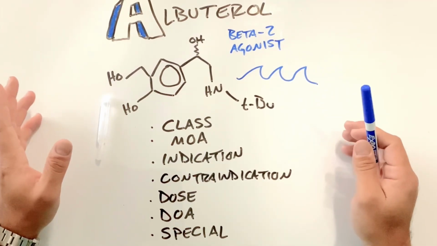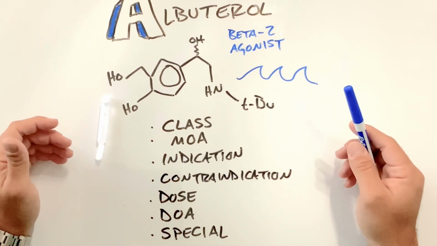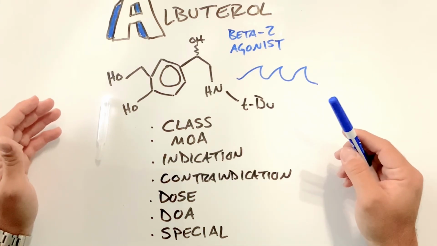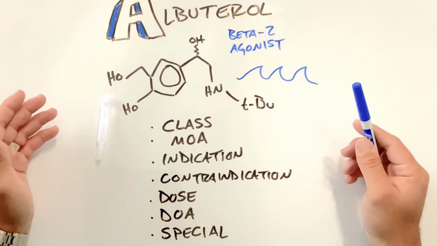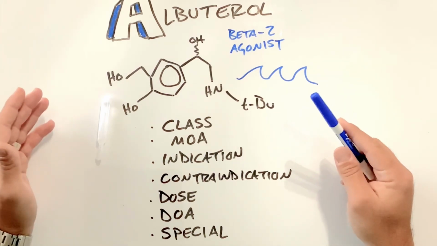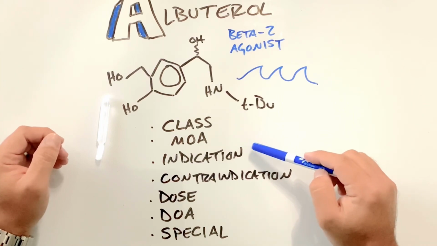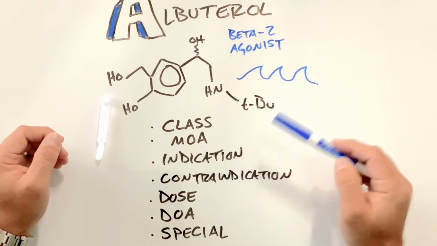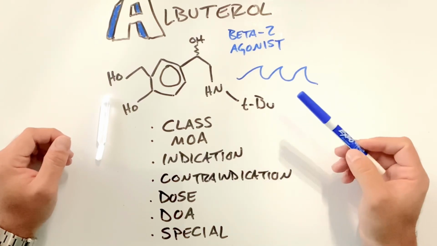Albuterol is a drug that clinicians use all the time, mostly for obstructive airway disease, typically for asthma or COPD, anytime you have bronchoconstriction. So we're going to talk about albuterol, what it is, the class, mechanism of action, indication and contraindication, the dose, duration of action, and any special items.